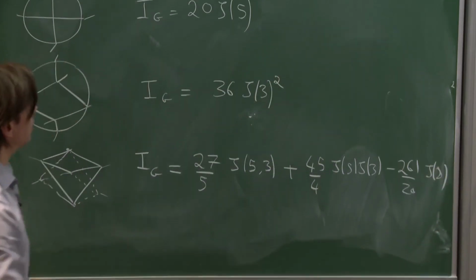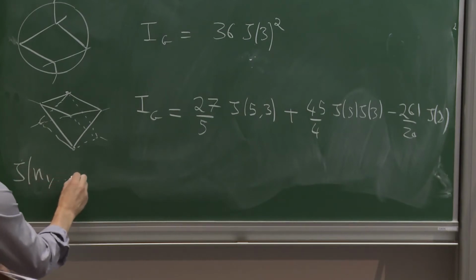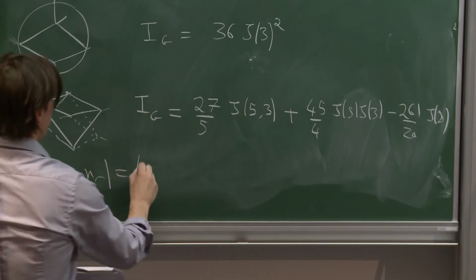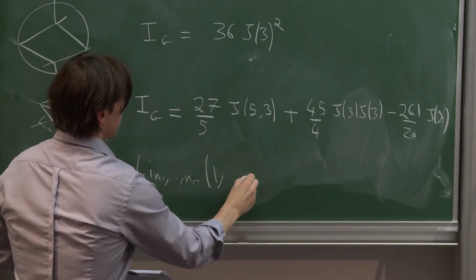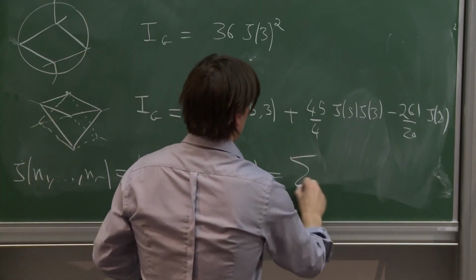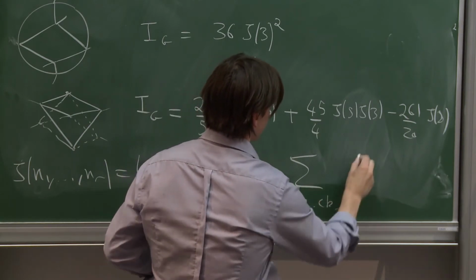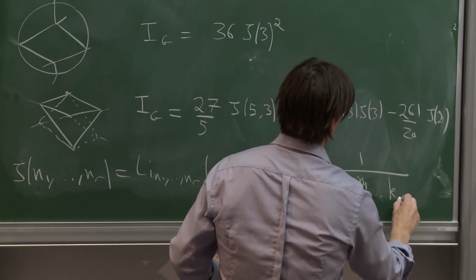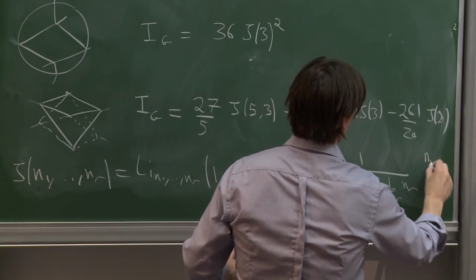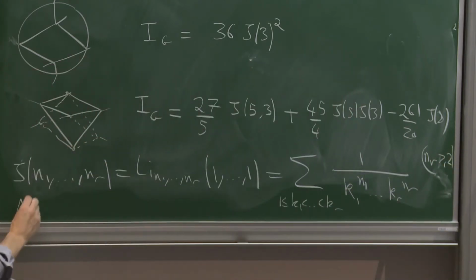Okay, so what are these numbers here? So the zeta of n1, ..., nr are the values at 1 of the multiple polylogarithms, and they're given by a nested sum. So this converges when nr is greater than or equal to 2, and these are called multiple zeta values.